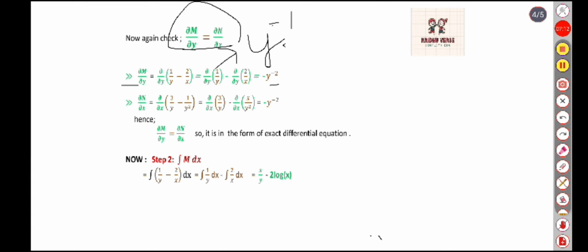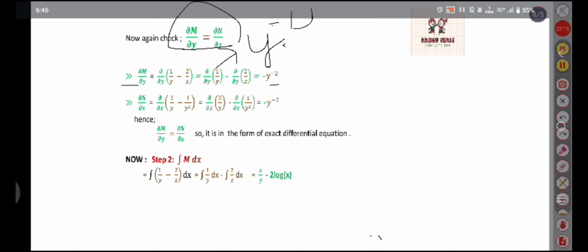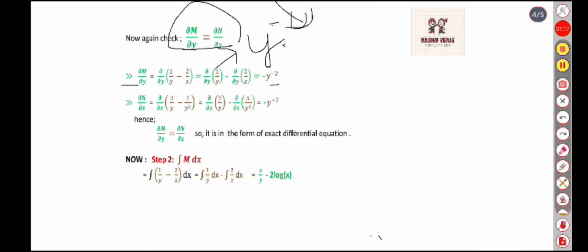Like one term here increasing, and here one term increasing and minus term coming in front, so minus y to the power minus 2. And here no y term, so it is becoming 0.